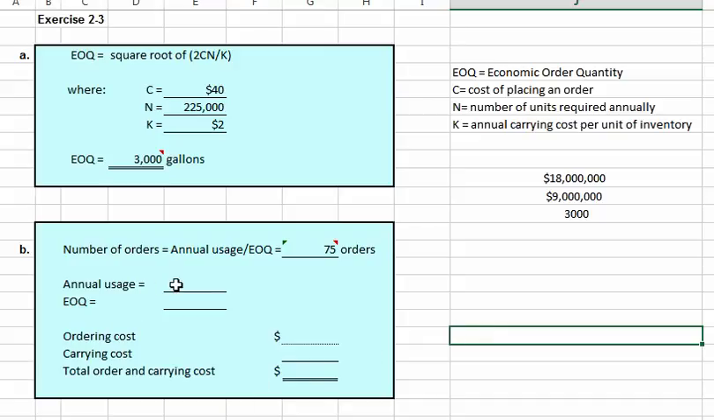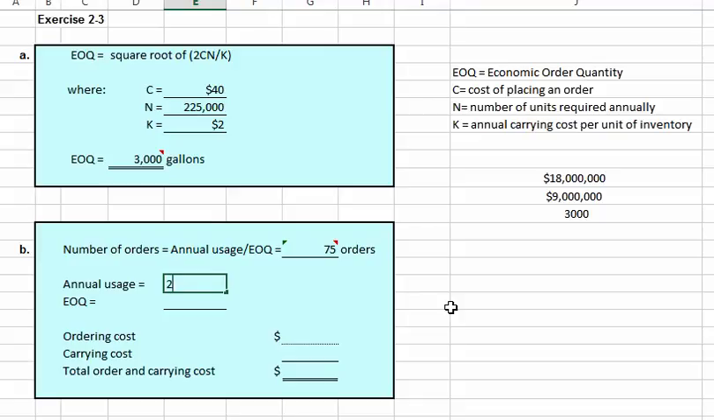Our annual usage was 225,000. I'm not sure why they're wanting that one again. Our economic order quantity we can pull from up here. That's 3,000.